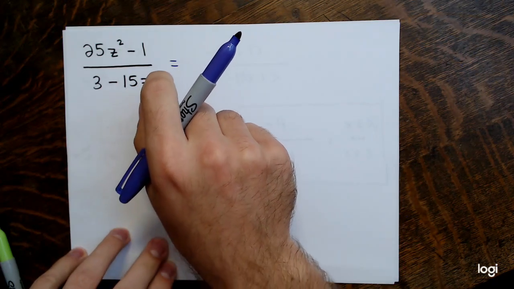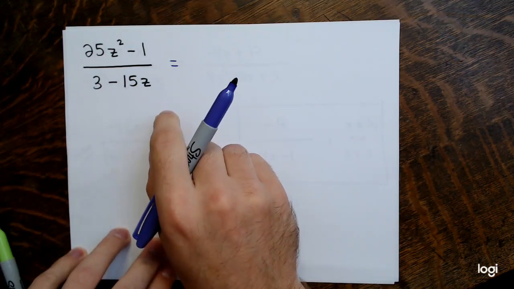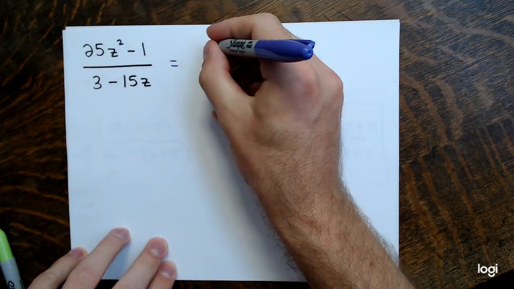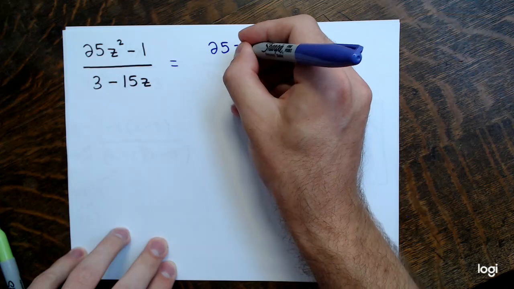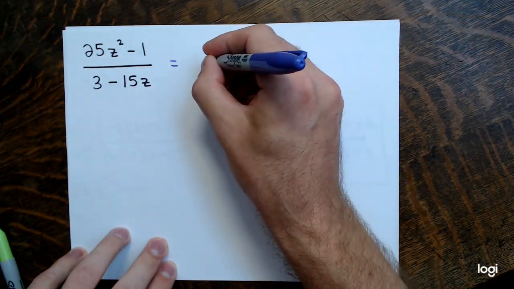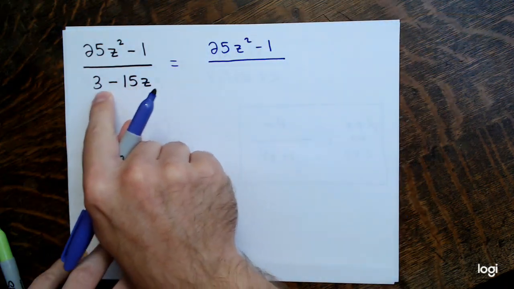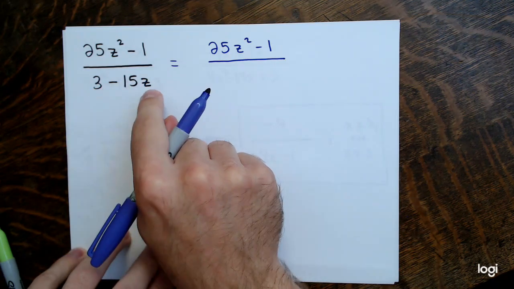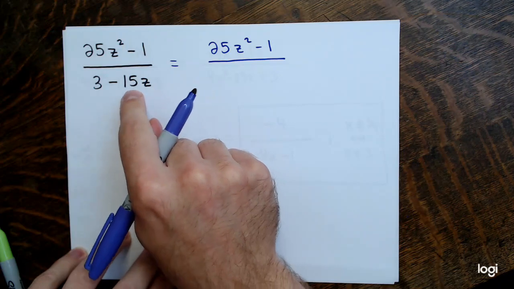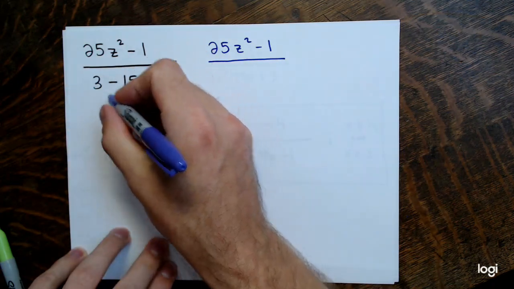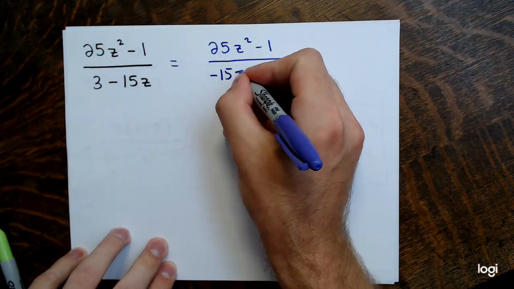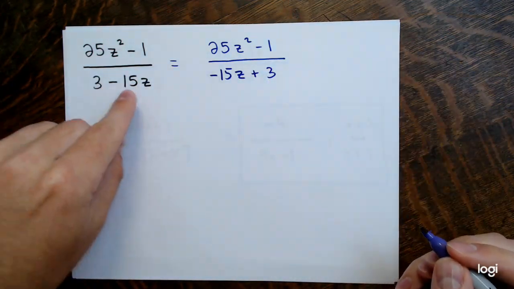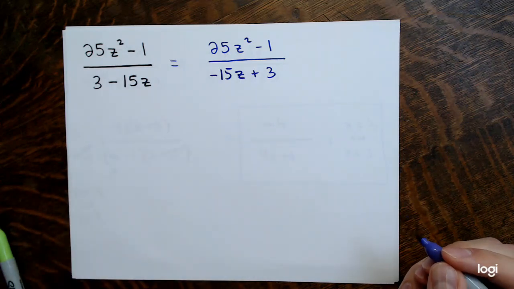Just, it looks nice, it makes things easier for you in the long run. So this one is descending in z, right? So I'll keep that the way it is. You got 25z squared minus 1 in the numerator. The denominator is not descending in z though. Alright, so it's z to the 0 and then z to the first. It's ascending, not descending. So I'm going to rearrange it. Put this negative 15z term first, and then the positive 3 term second. So that's the same thing as negative 15z plus 3.